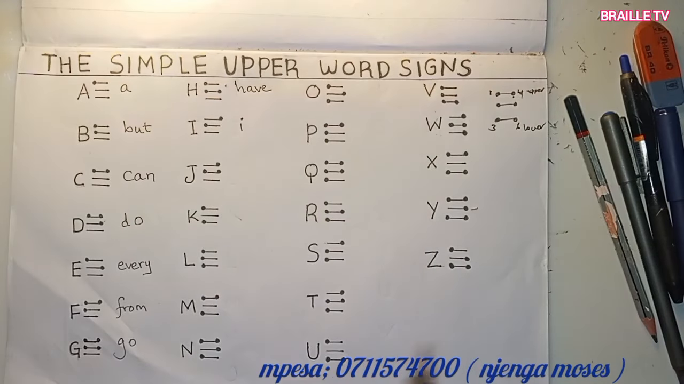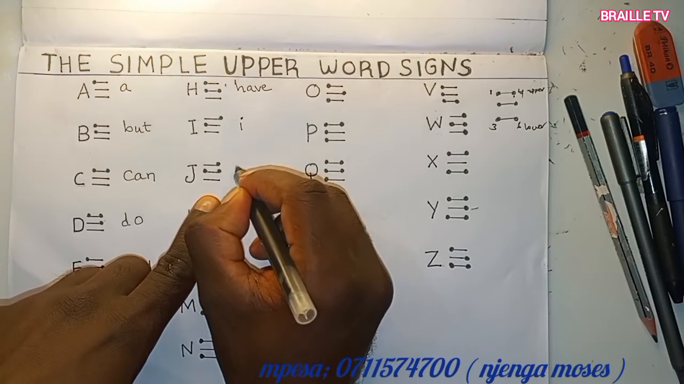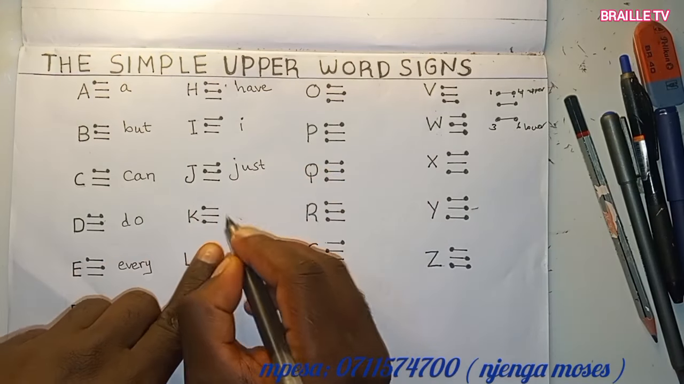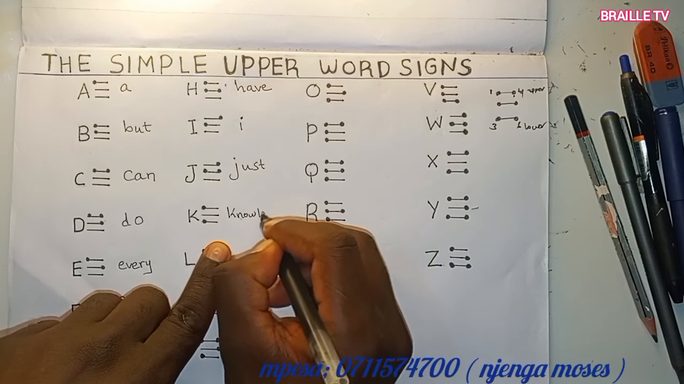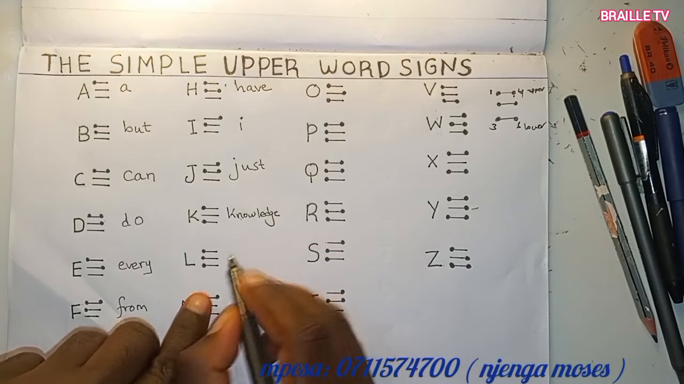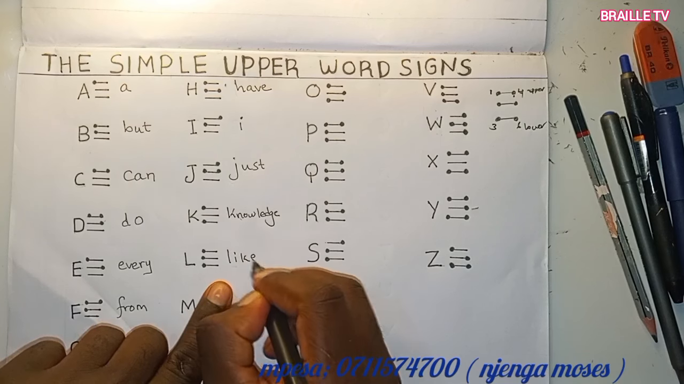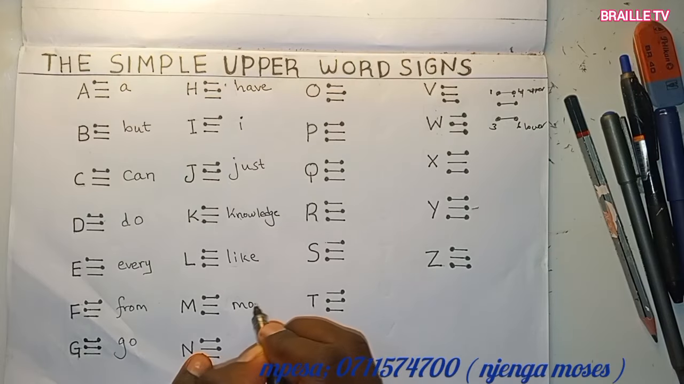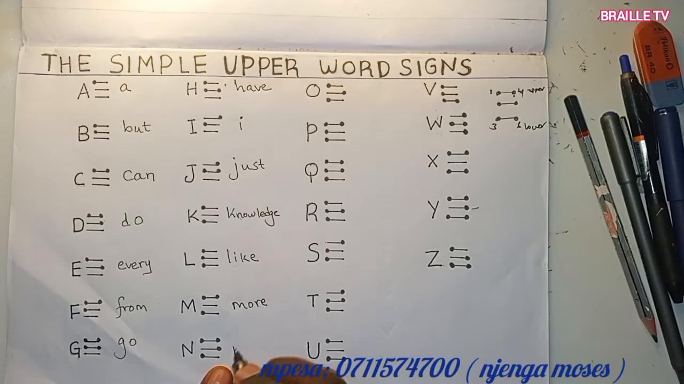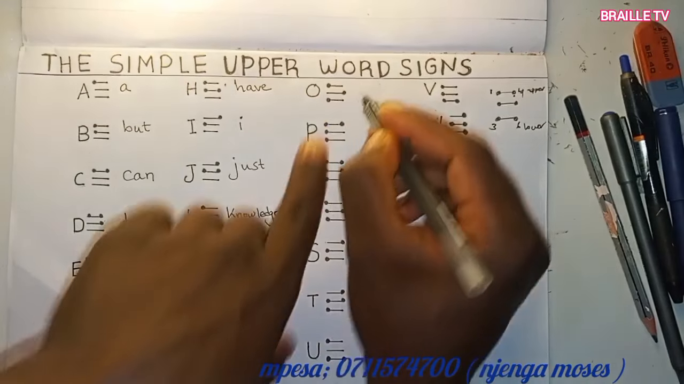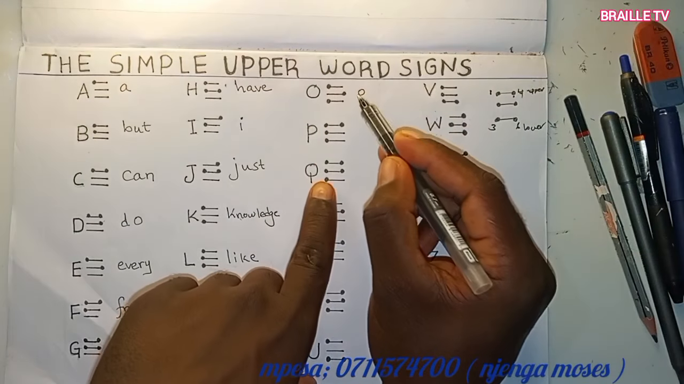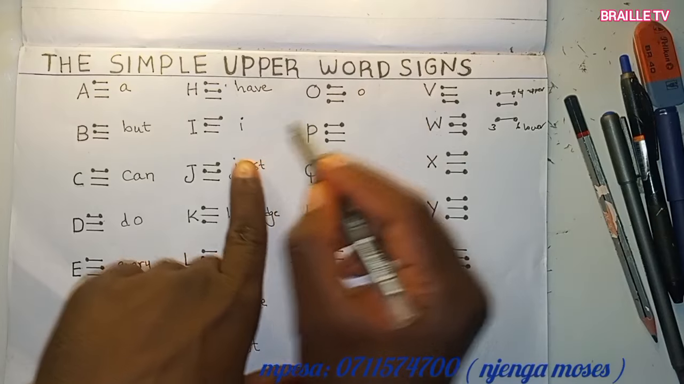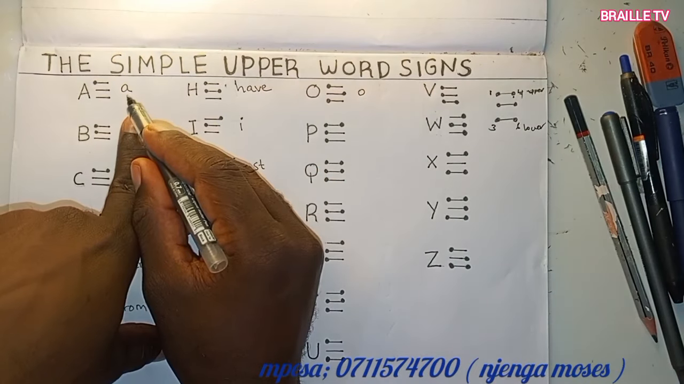Remember I told you that there are some letters of the alphabet that don't have word signs. They just remain like that. So J is just J. K, knowledge. Then L, like. And then M, more. N, not. And then when you come to O, it remains O. So letter O does not have a word sign, letter I does not have, letter A does not have. So there are three of them.